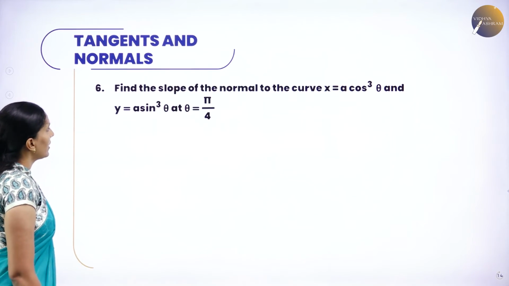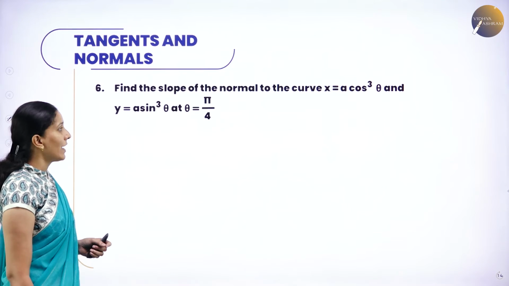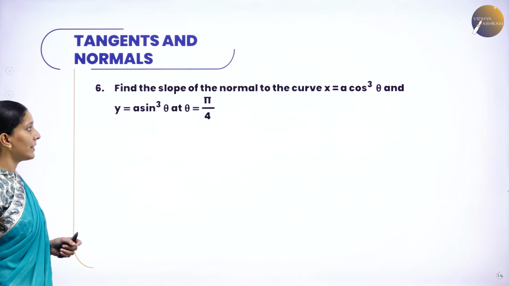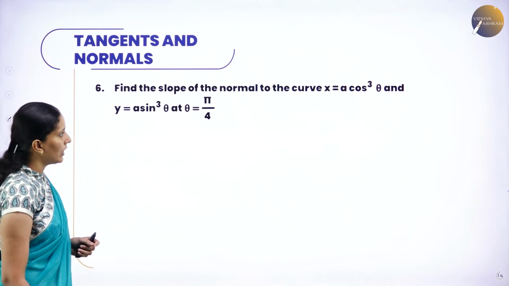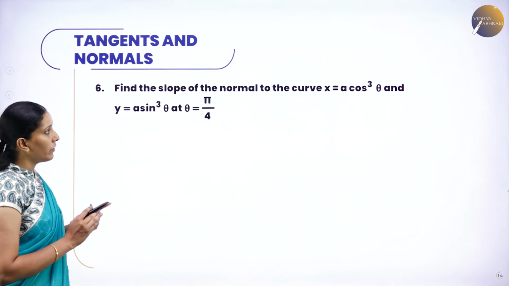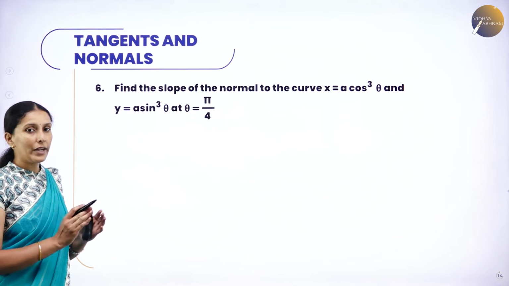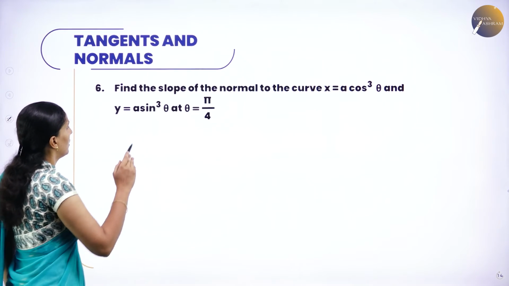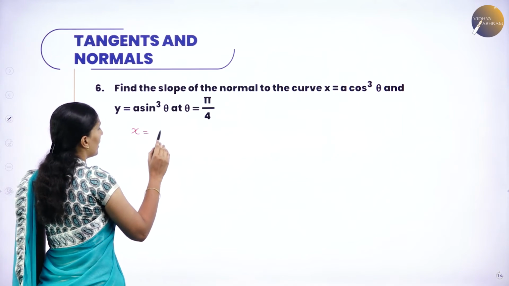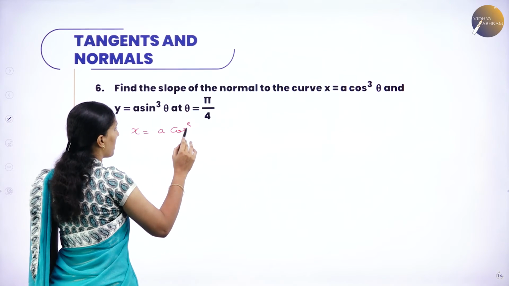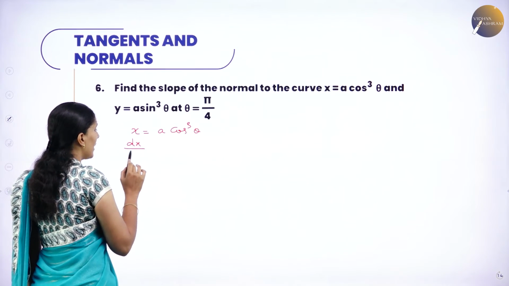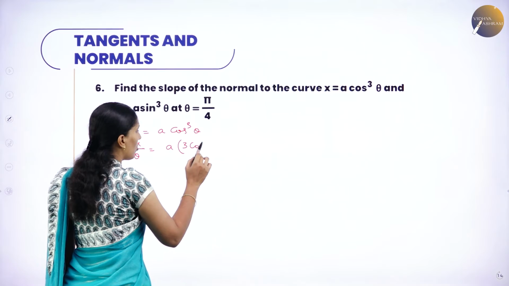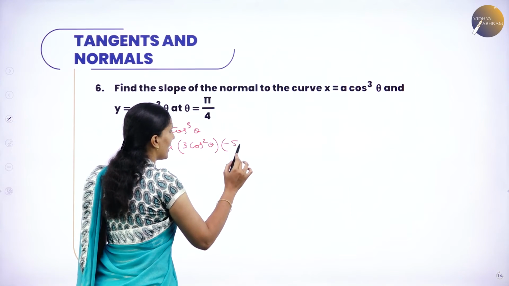Next question. Find the slope of the normal to the curve x is equal to a cos cube theta and y is equal to a sin cube theta at theta is equal to pi by 4. So here it is given in a parametric form. We need to find out the slope of the normal. To find the slope of the normal, we need dy by dx. So therefore, let us differentiate the parametric form first. Here we can write dx by d theta is equal to a into 3 cos square theta into minus sin theta.